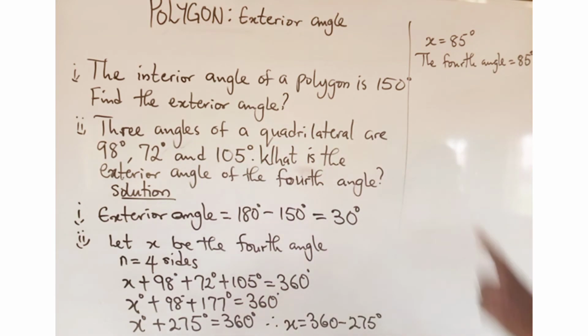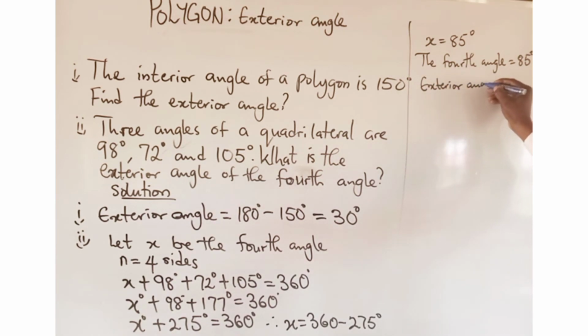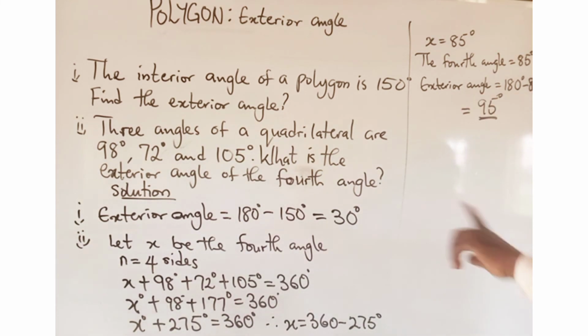So we want to find the exterior angle of the fourth angle. The exterior angle of the fourth angle would be 180 degrees minus 85. That will give me 95 degrees. So 95 degrees is the exterior angle of this quadrilateral.